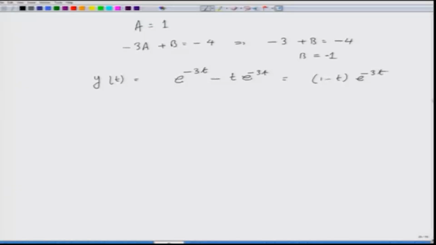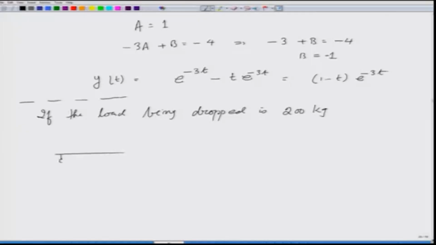In part 2, what we are looking at is if the load being dropped is 200 kgs instead of 500 kgs, what is going to be the subsequent motion? So, again, let me make this system, and I have put a load of 200 kgs here. So, first let us calculate what the initial velocity is going to be. This time I am going to have 200 square root of 20.